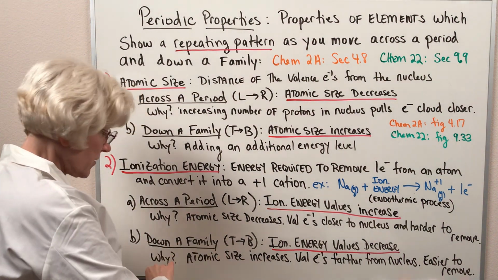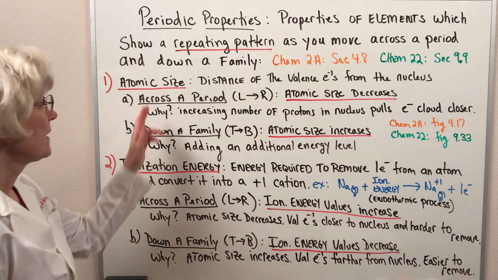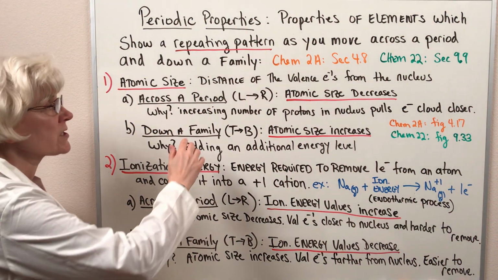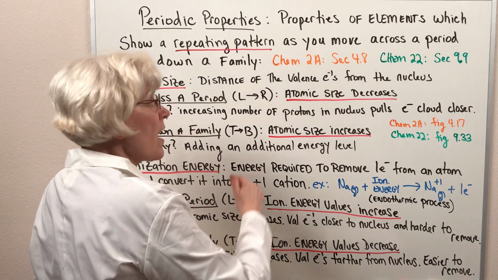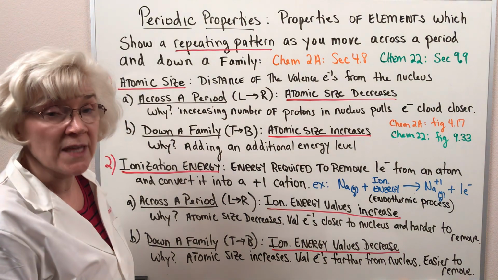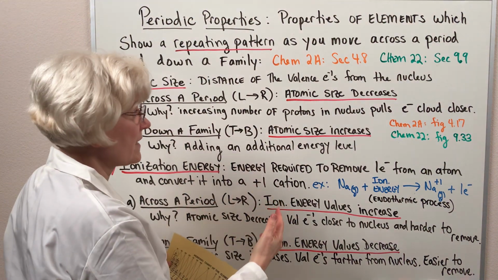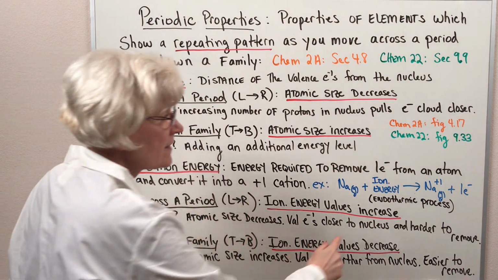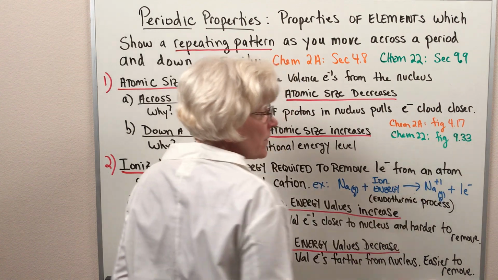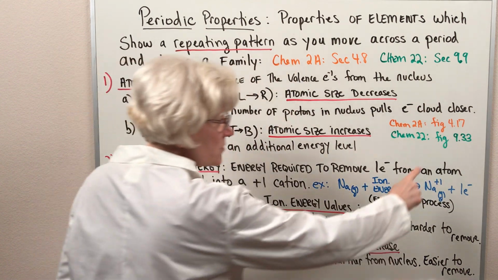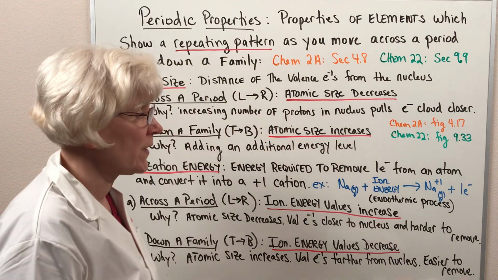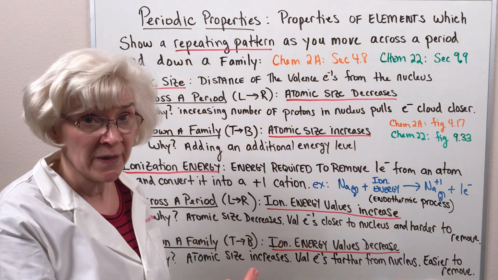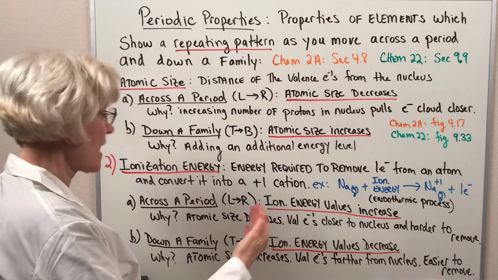Let's take a look at the first of these periodic properties, and that is atomic size. So when we're discussing atomic size, we're talking about the distance of the valence electrons from the nucleus of the atom, right? How big is the atom? What's the radius of the atom, so to speak? And if you take a look in the Chem 2A text, figure 4.17, in the Chem 22 text, figure 9.33, you're going to see that there is a regular repeating pattern to the size of atoms.